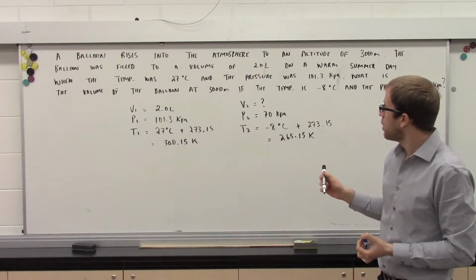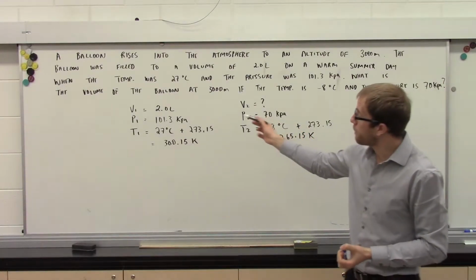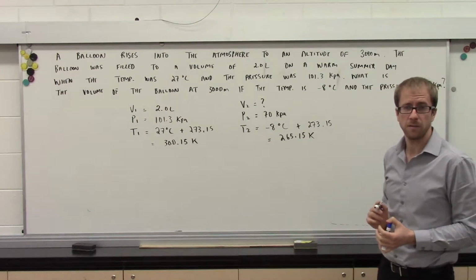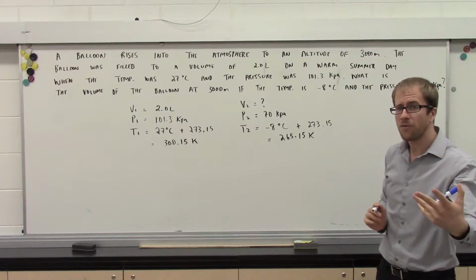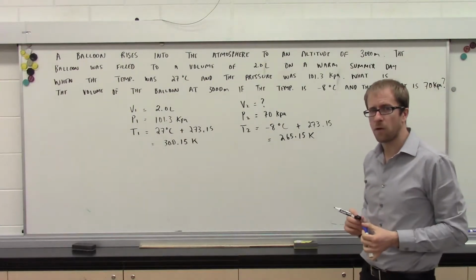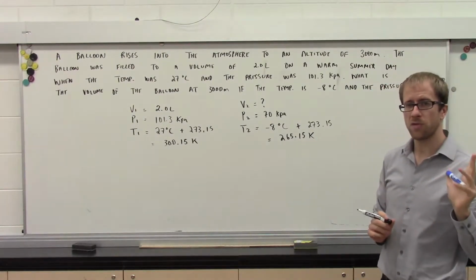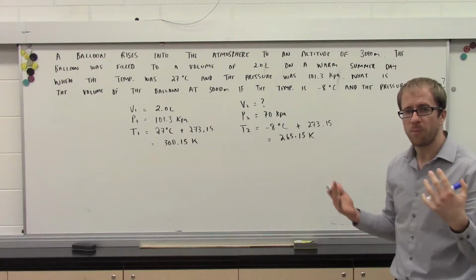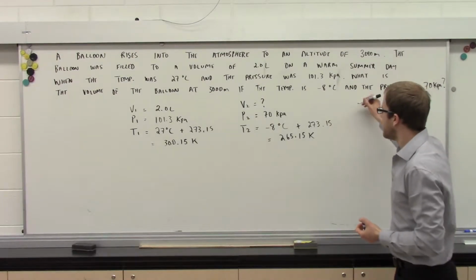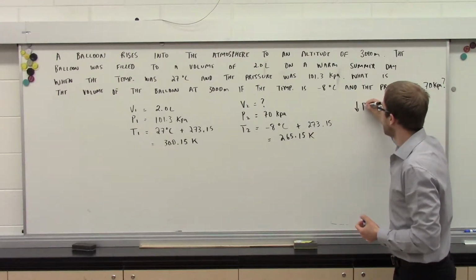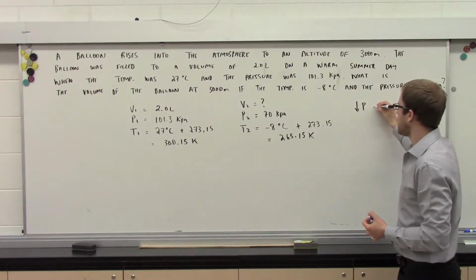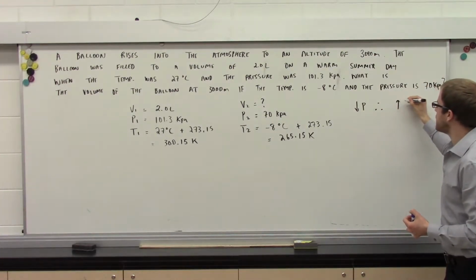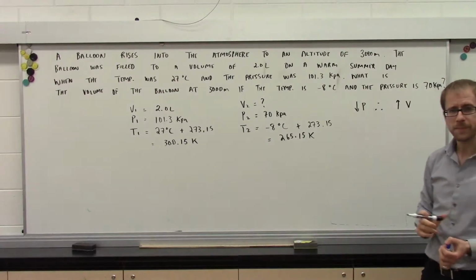Let's look at pressure first. So pressure went down, right? It went from 101.3 kilopascals to 70 kilopascals. As a result, what is going to happen to our volume? Think back to Boyle's law, right? Pressure and volume are inversely proportional. So a decrease in our pressure is going to cause, therefore, an increase in our volume.